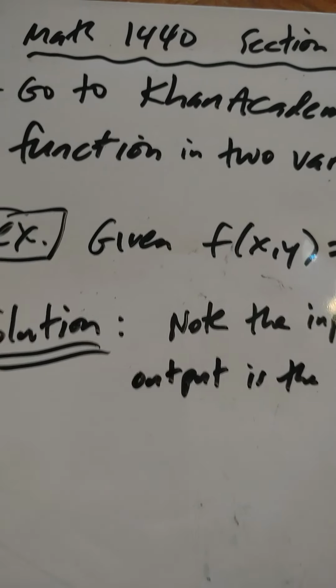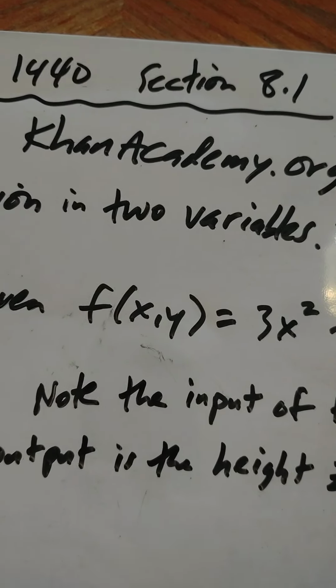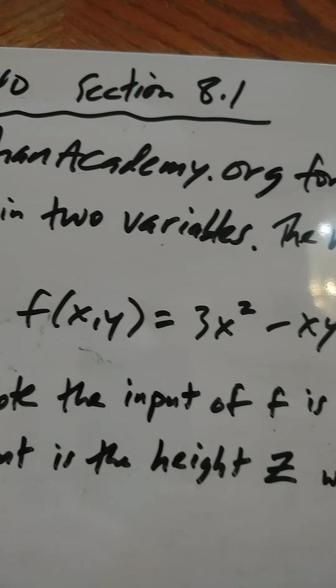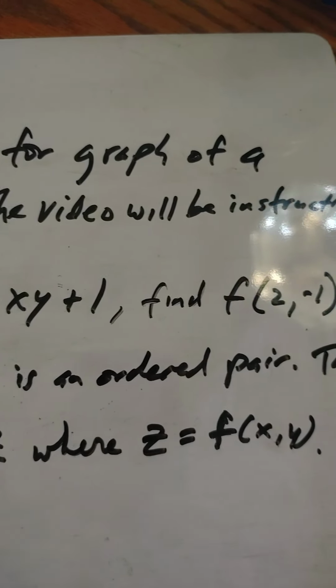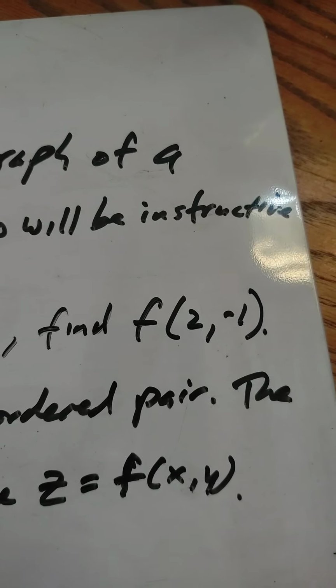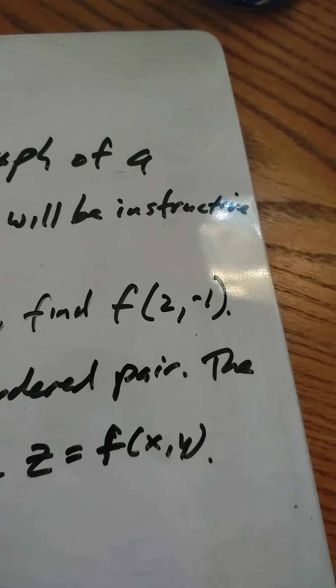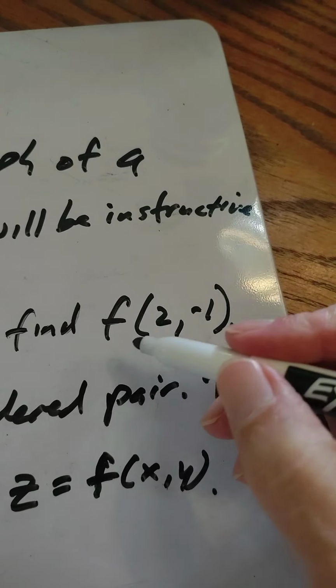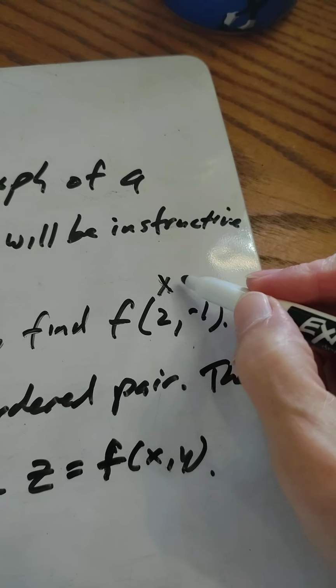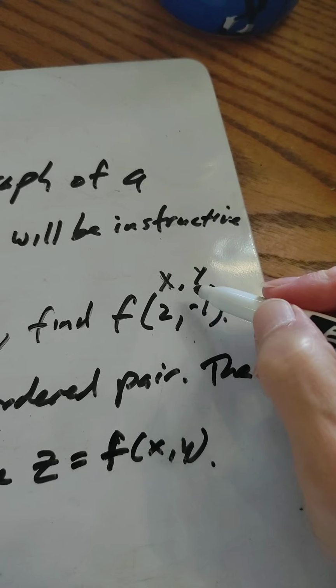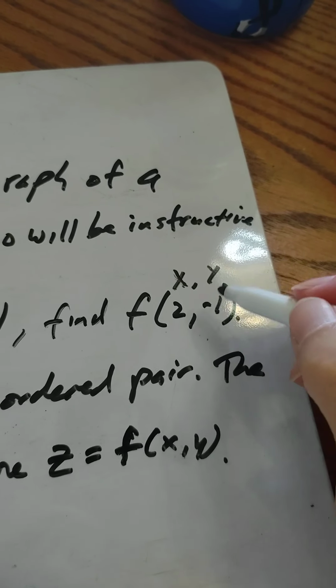But anyway, here's just one example. Given this function in two variables, f of x comma y equals 3x squared minus xy plus 1, find f of 2 comma negative 1. So the input for this function in two variables is an ordered pair, x comma y. So think of 2 as x, negative 1 as y.